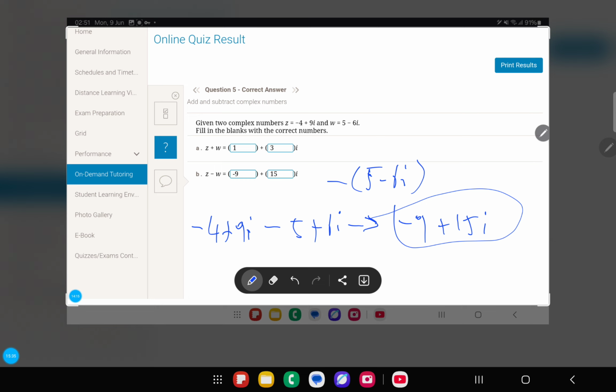Negative 9 plus 15i. Remember, because it's negative, you multiply the negative by w, which is this. So negative 5 plus 6i, that's why 6i became positive. And then we just add them up. You get negative 9 plus 15i. Alright? That's it.